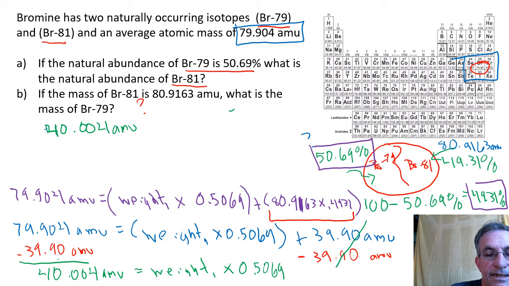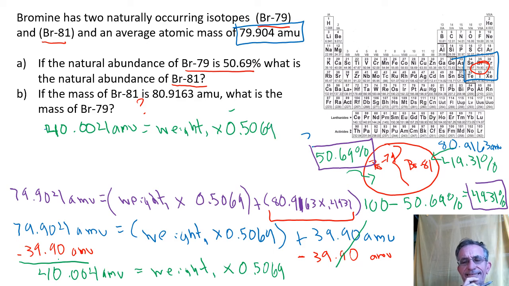And that equals weight 1 times 0.5069. All right, I'm hoping this math makes sense. All this rearranging, oh yes. So now, we only got one more thing to do. What do I need to do to get weight alone? Well, my problem is weight is multiplied by 0.5069. So we got to get the 0.5069 over to the other side.